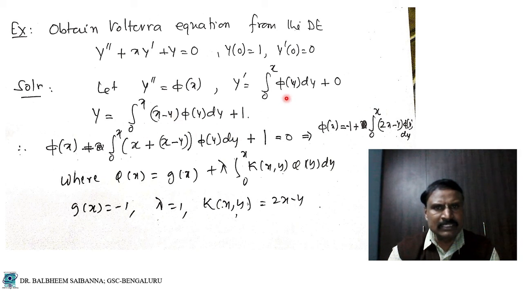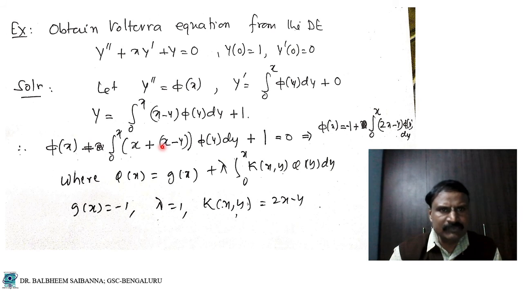We are writing this term together: integral 0 to x, (x minus y) phi of y dy, plus 1, equals 0. This implies that phi of x is equal to minus 1, taking the right hand side, plus integral 0 to x of (2x minus y) phi of y dy.